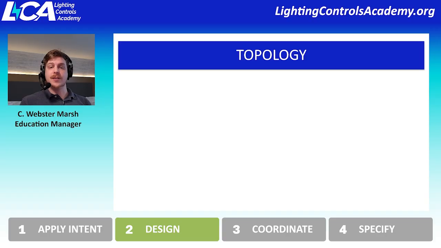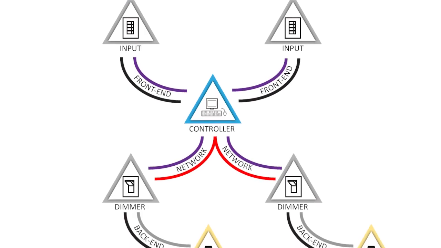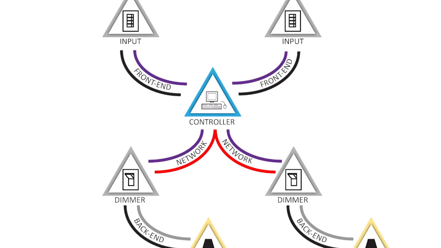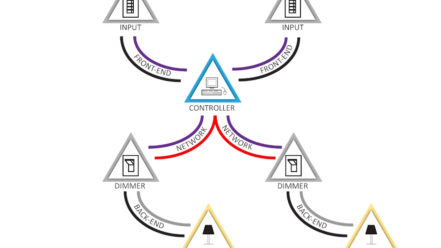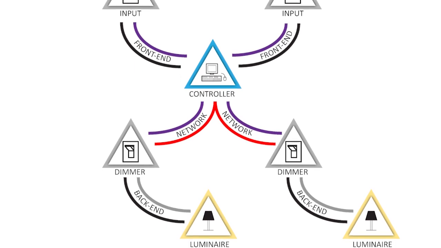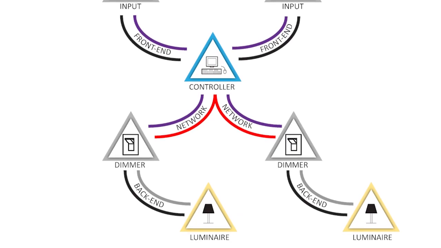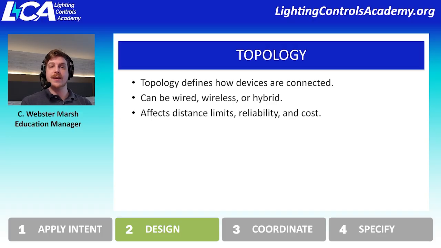So topology just refers to the system's communication and how devices are connected on that system. It'll oftentimes be whether it's a wired system or a wireless system or even a hybrid system, meaning that it is a combination of the two. You might have some devices that are wired together and you might have other devices that are wirelessly communicating with each other. It oftentimes refers to how far you can go with its communication capabilities.